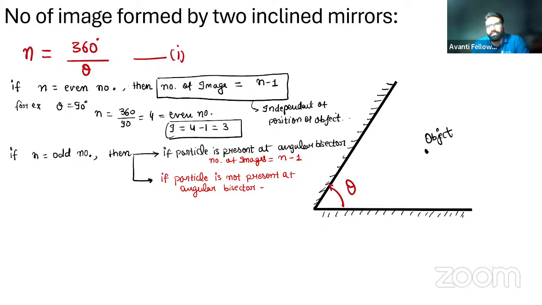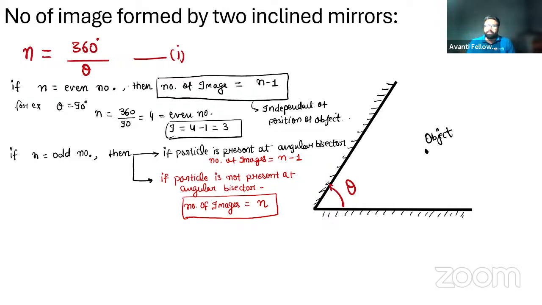So if the particle is not present at the angular bisector, then the number of images is equal to n or n minus 1. Okay, clear? So this is the formula we have: n equals 360 upon theta.